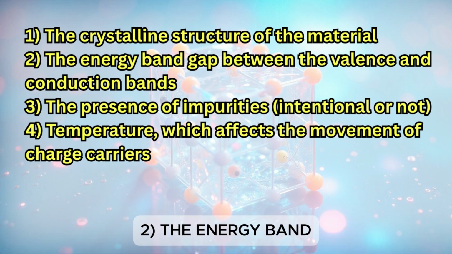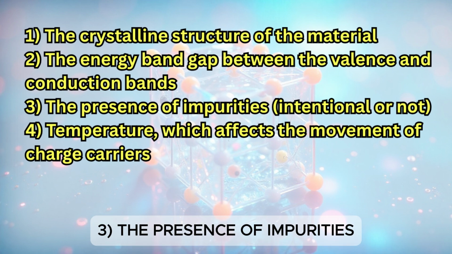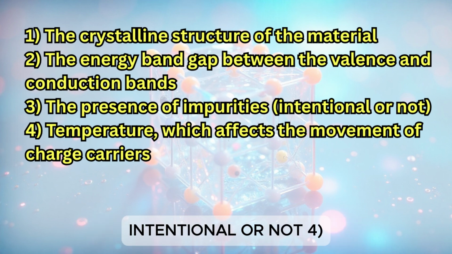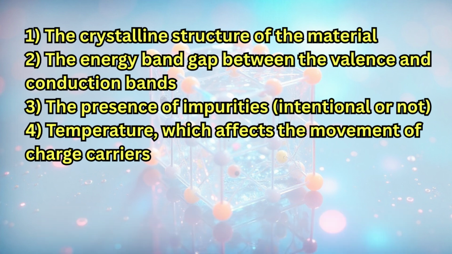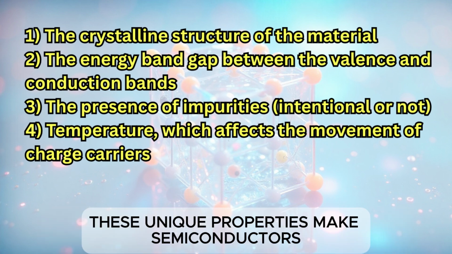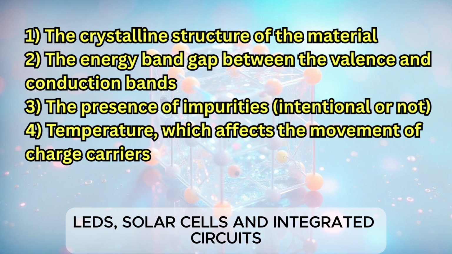2. The energy band gap between the valence and conduction bands. 3. The presence of impurities, intentional or not. 4. Temperature, which affects the movement of charge carriers. These unique properties make semiconductors the core of diodes, transistors, LEDs, solar cells, and integrated circuits.